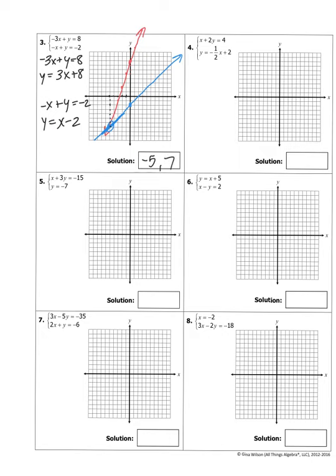All right, number 4. Well, we got one equation in slope-intercept form, but the first one we need to convert. 2y equals 4. Subtract x from both sides. 2y equals -x plus 4. Divide by 2. Y equals -1/2 x plus 2.